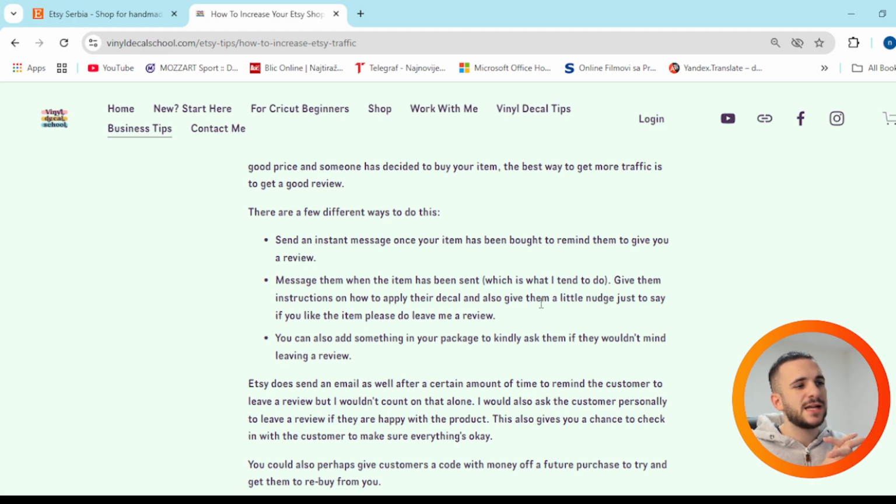You can also add something in your package to kindly ask them if they wouldn't mind leaving a review, guys. And one thing that I learned is that it's never good to beg for reviews. That doesn't leave a good picture. But if you can deduct a couple of dollars from shipping or from the price of a product in a first purchase or something like that, if they leave a review, that's a good thing. That's a win-win situation we're creating right there.